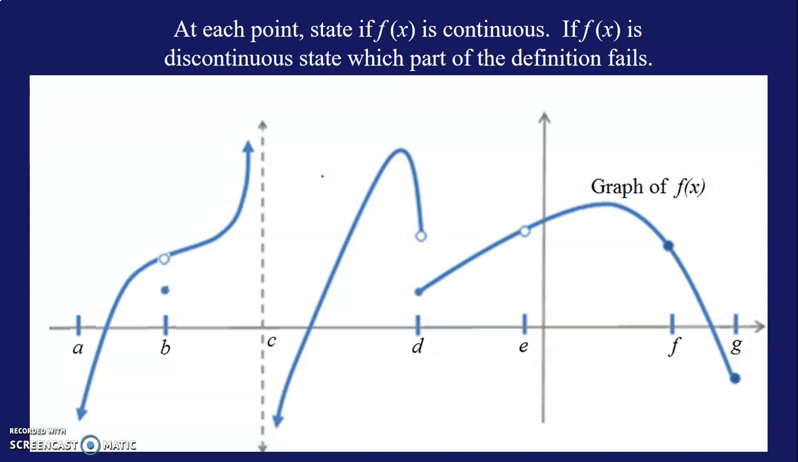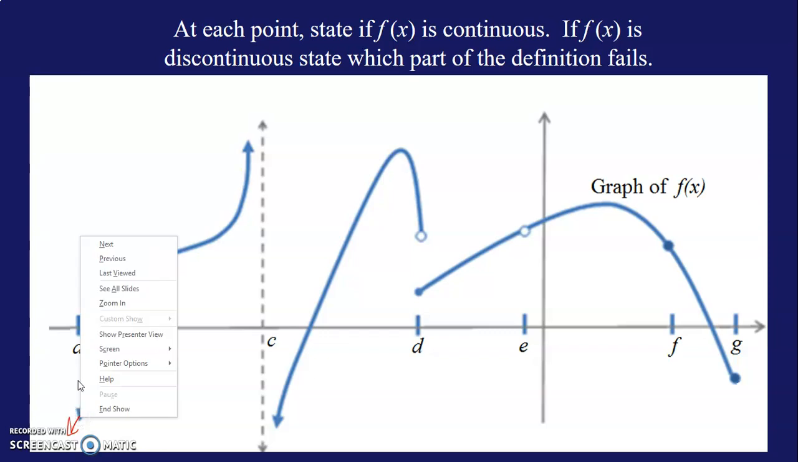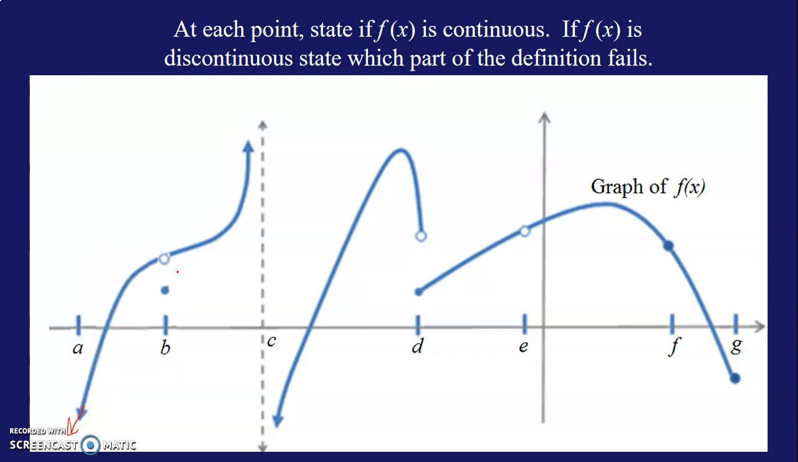All right, so let's see how you guys did. So at A, this arrow implies that it's going to keep going. There's nothing happening at A that's interesting. There's just a point, so that is continuous. All right, at B, it is not continuous. The limit exists, the function exists, but they're not equal to each other.